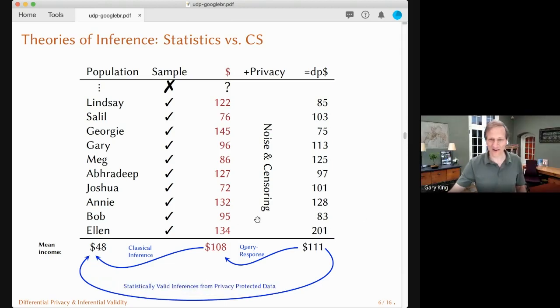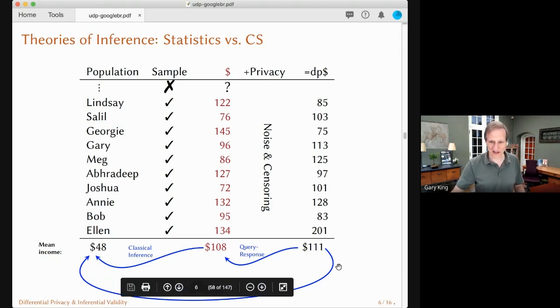Okay. Anyway, so these are the data generation processes. This one for statistics. This one for differential privacy. We really want to go from this column all the way to this column, which is this nice last thing here. Okay. All right.